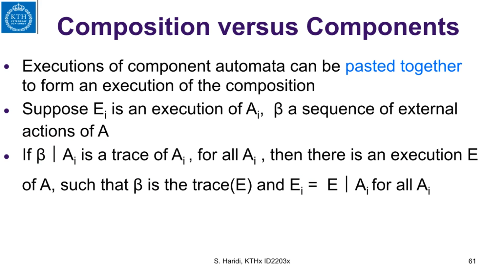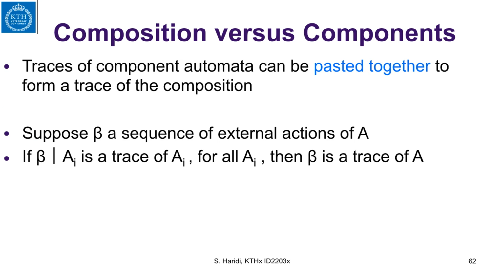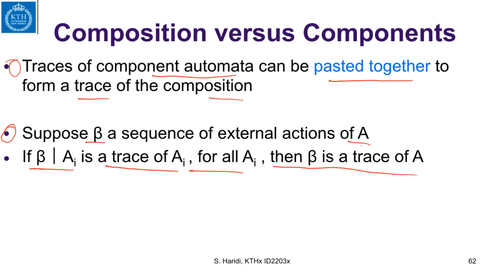We can state the same result also for traces, and it looks like this. The traces of component automata can be glued or pasted together to form the trace of the composition, and that is as follows. If beta is a sequence of external actions of A, and if we restrict beta to each component, we get a trace of the component for all the components, then beta is also a trace of A.